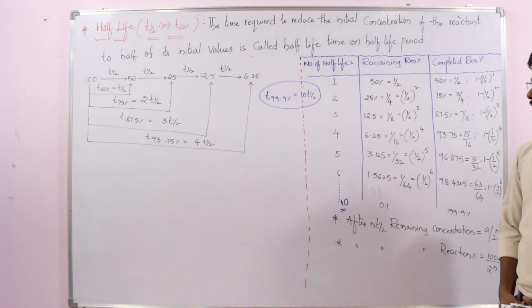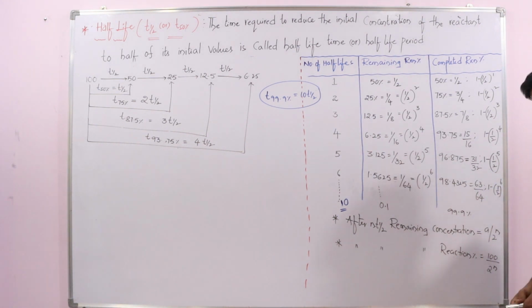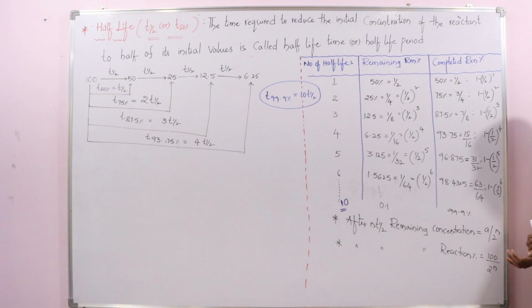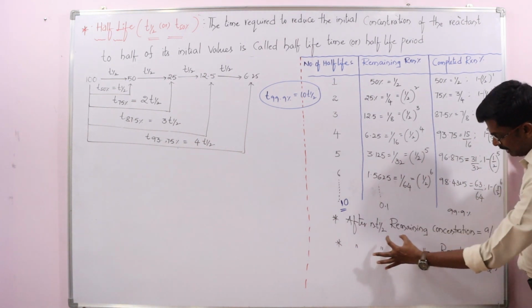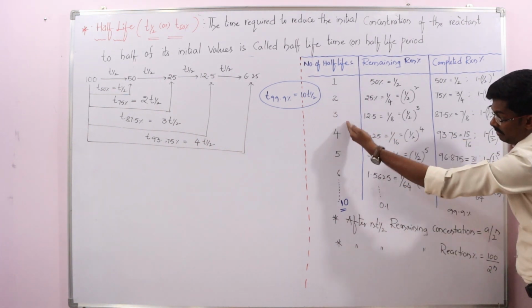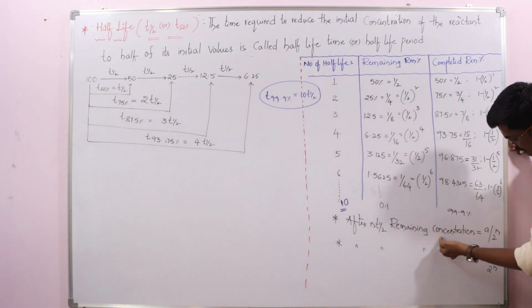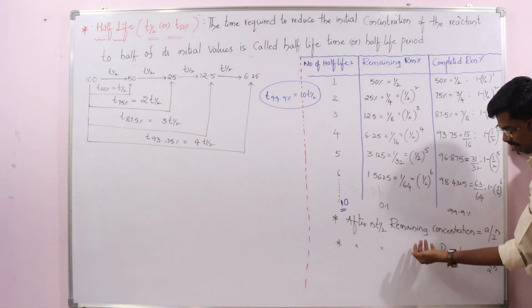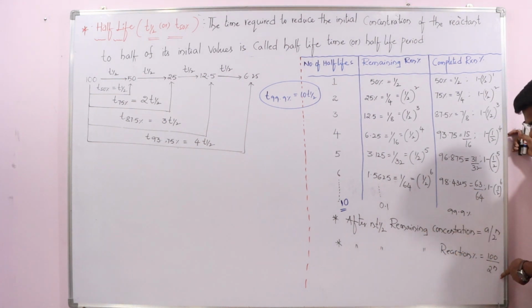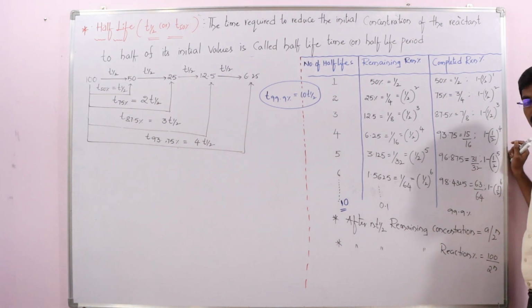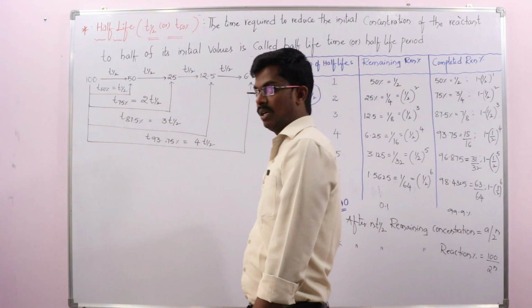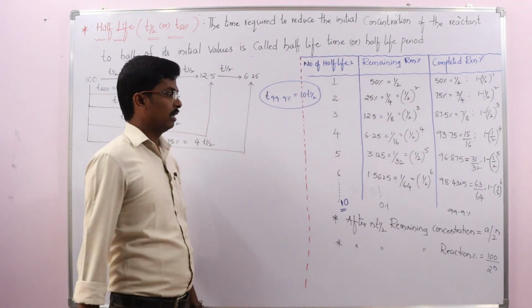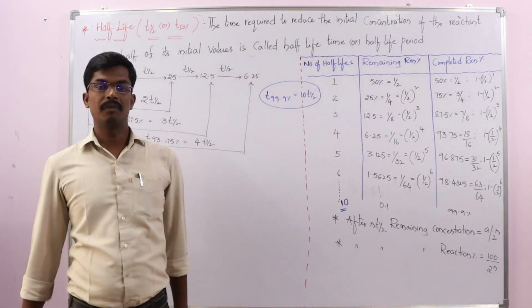Got it? Along with this, I have given another two important relations for simple numericals. After n T½, the remaining concentration is A by 2 to the power of n. After n T½, the remaining reaction percentage is 100 by 2 to the power of n. So these are also two important relations, useful to do some numericals based on the first order half-life.